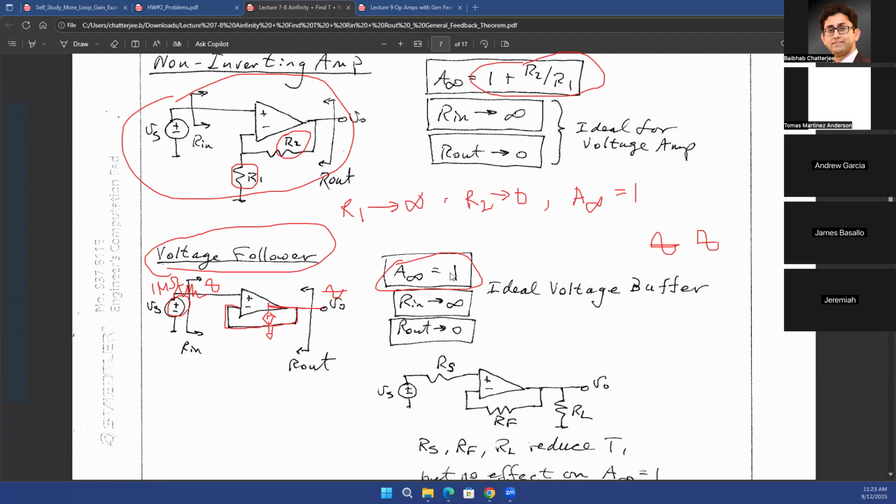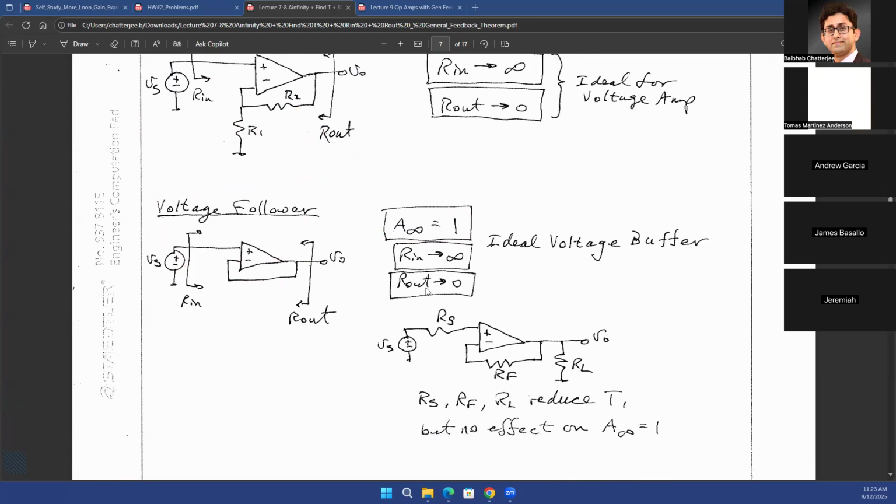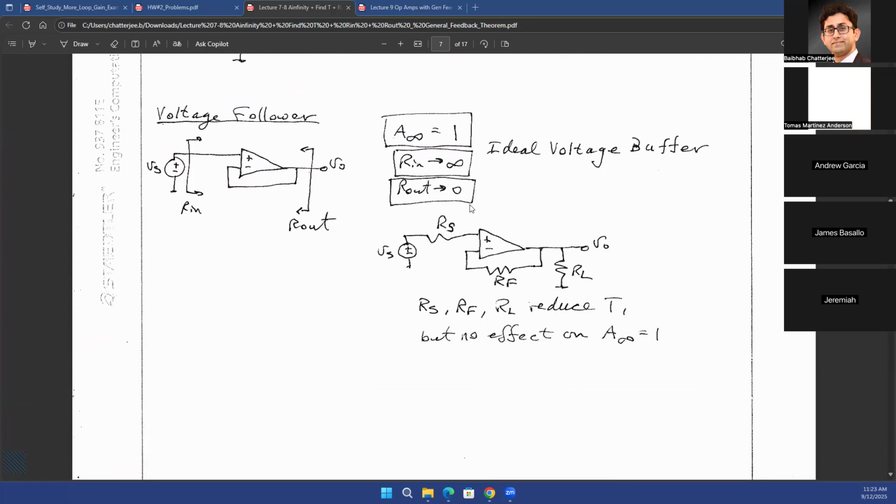All right. So again, you can find out what is your R in and R out. In this case also, you'll see R in is infinite, R out is 0, and so on.